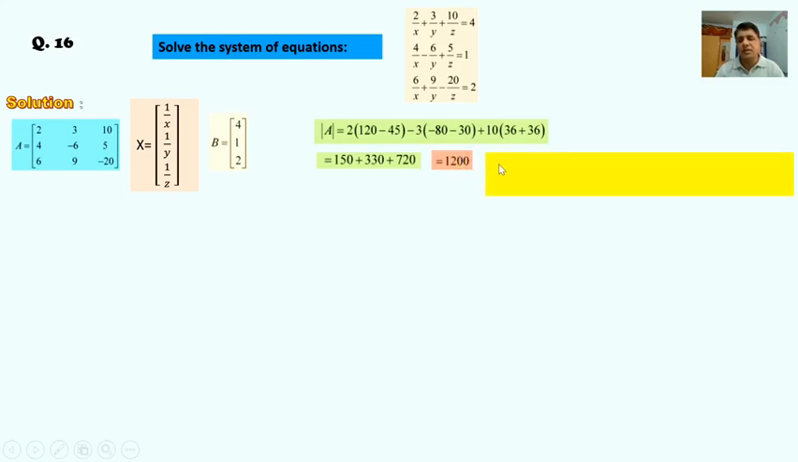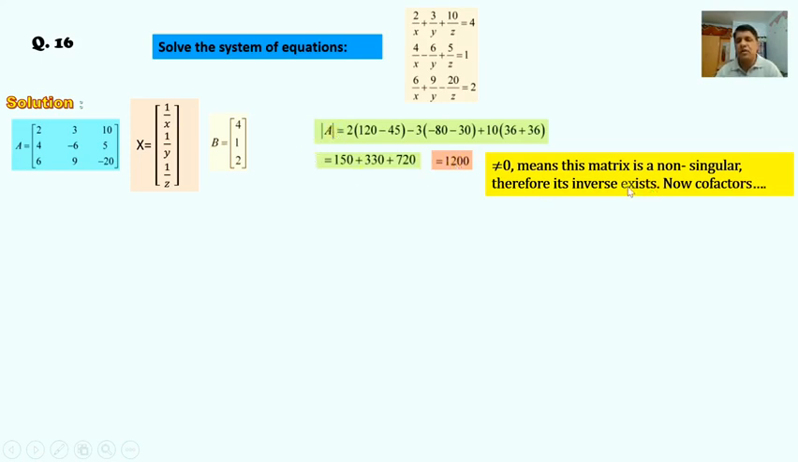And 1200, as you can see, it is not equal to 0, means this matrix is a non-singular matrix. So non-singular matrix means we will have definitely unique solutions. So that therefore its inverse exists. As I told you earlier, for checking inverse existence, we need to see the value of determinant.